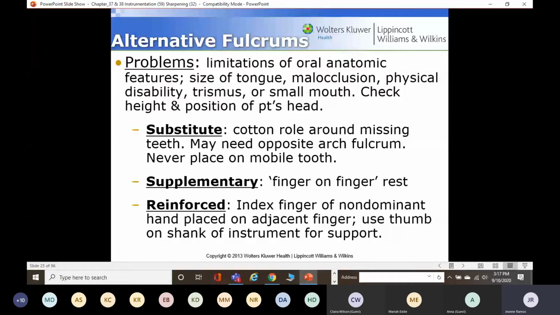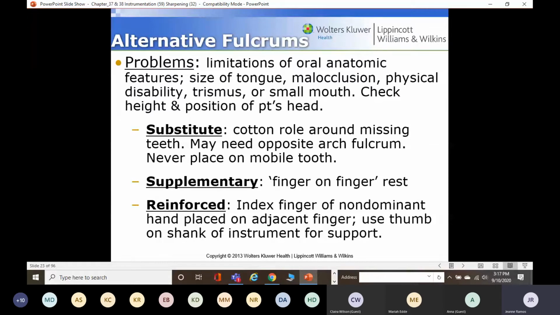You can use a substitute fulcrum, cotton roll. You can put a cotton roll around a missing tooth, and then fulcrum on those if there's a missing tooth right where you know to go. So you may need to fulcrum on the opposite arch, but you never ever place a cotton roll or your fulcrum on a mobile tooth. I think that goes without saying, but I'll say it anyway.